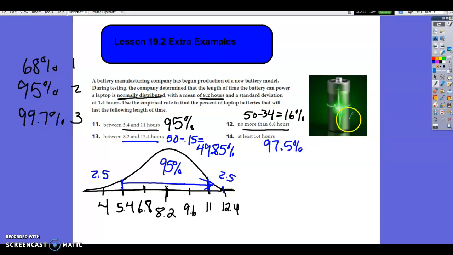All right, that's your normal distribution curve, and a couple examples to kind of help you get started. If you have any questions, please let me know.